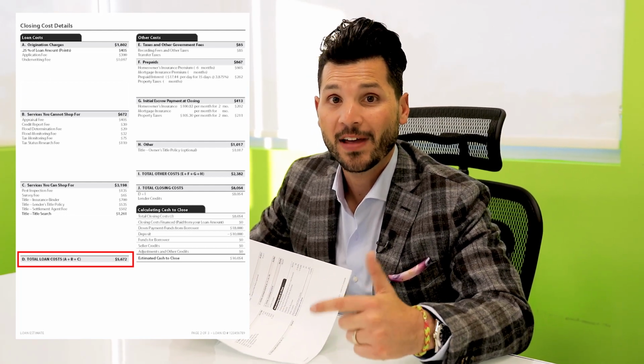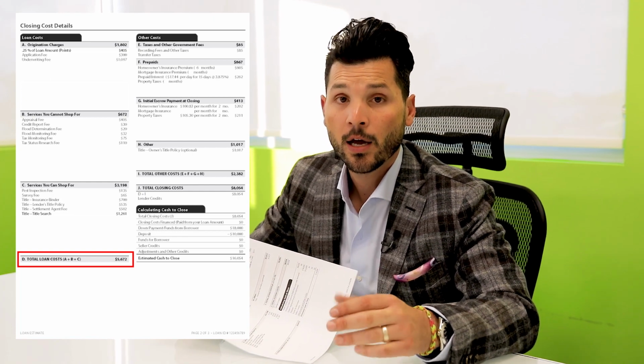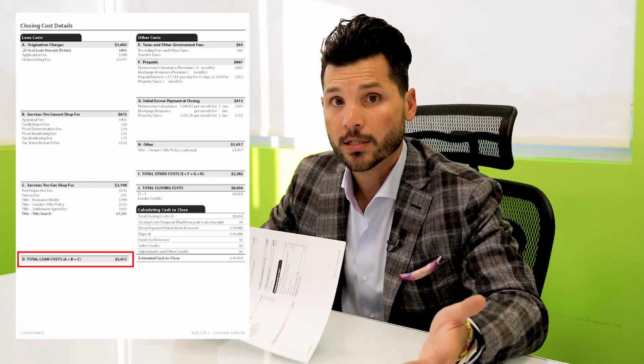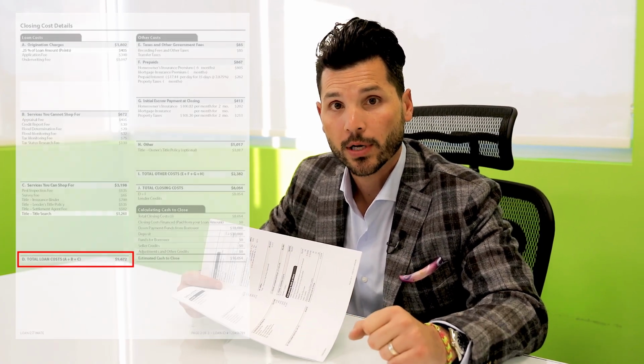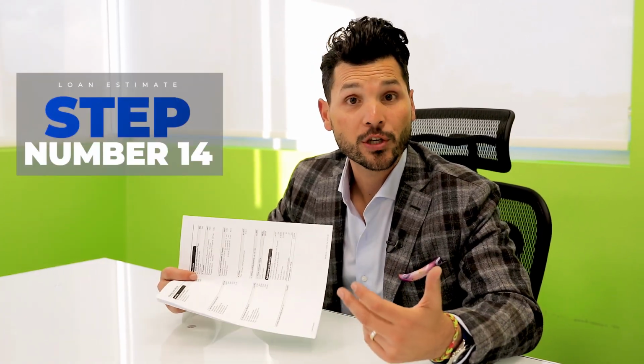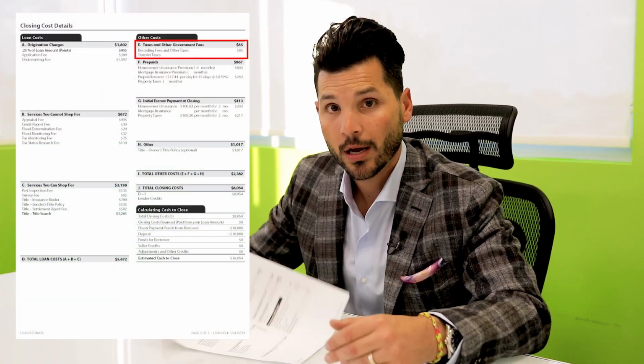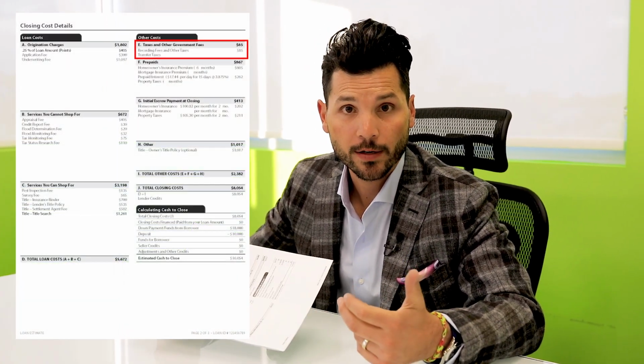It's a combination of A, B, and C. These are loan-specific costs that you would not incur if you weren't obtaining a mortgage to buy the property. Number 14, section E, on the left side top of the loan estimate, page 2, government charges and recording fees.